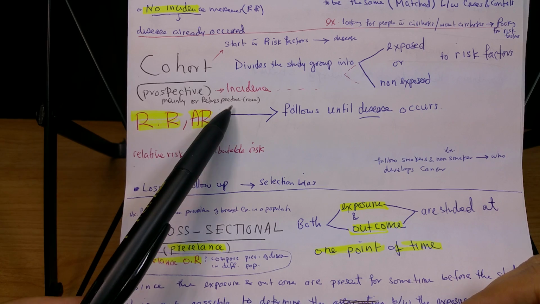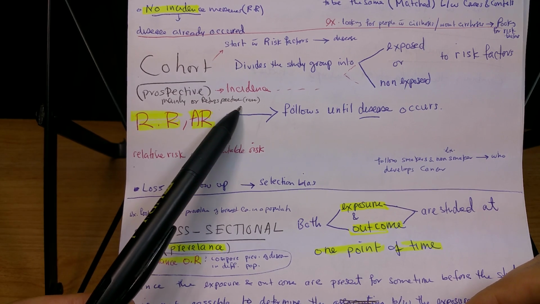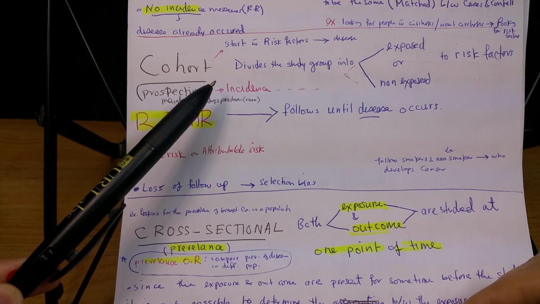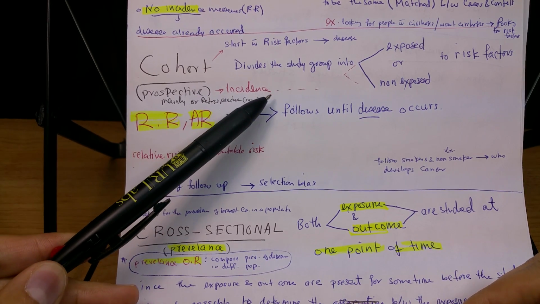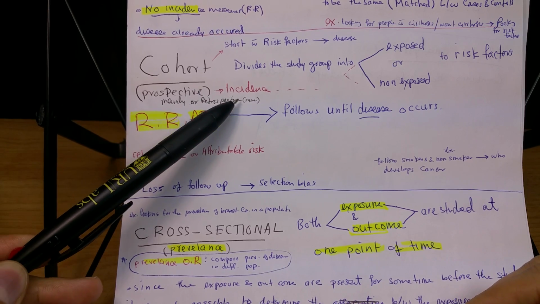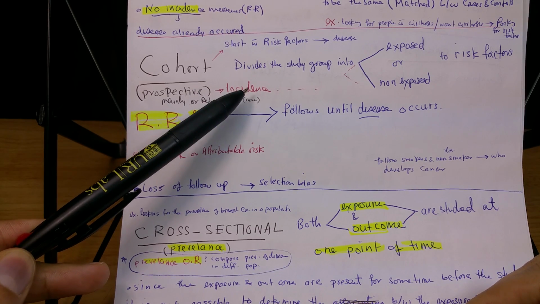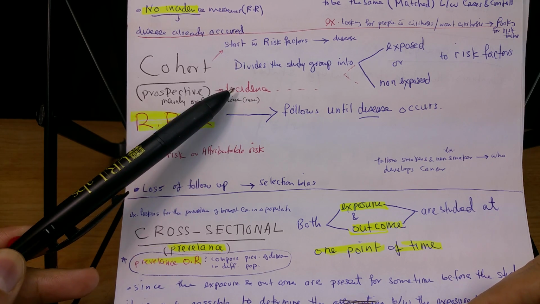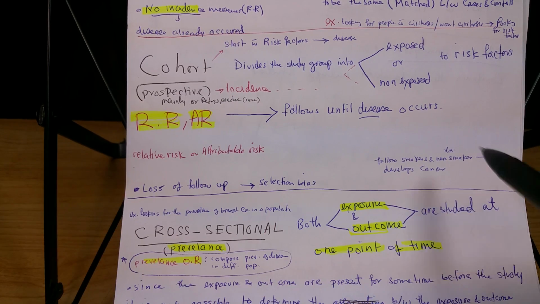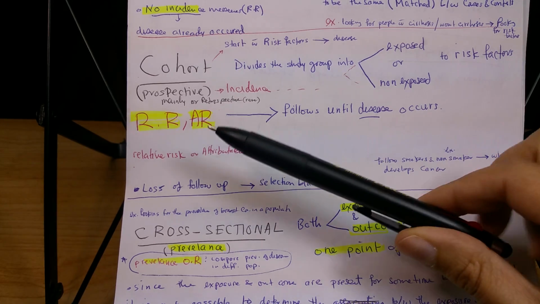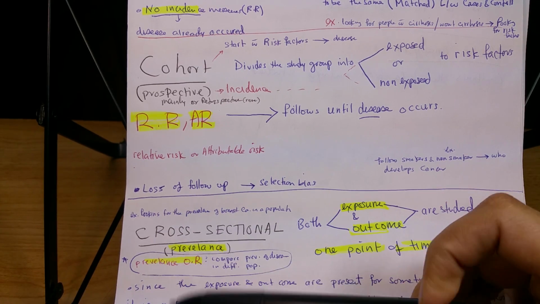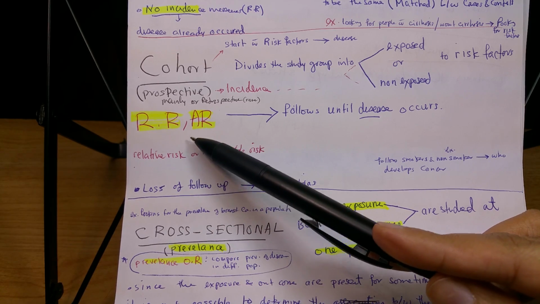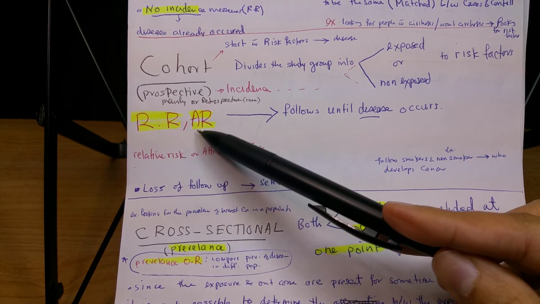There are retrospective cohorts. I don't think it's very important for the exam, but the prospective cohort is important because we follow people over time until the disease occurs. We can provide the incidence in this study. We can calculate the incidence. We use relative risk and attributable risk, RR and AR.